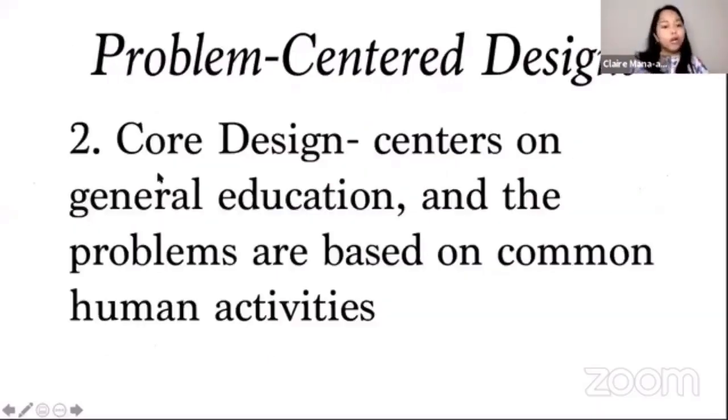Now, second one, core design. This centers on general education and the problems are based on common human activities. Okay, so core design, we don't also use this, no? So, ibang atake kasi itong problem-centered designs natin. We don't have this in the Philippines. Yung problema are based on human activities, and generally what they teach would be the core subjects. It might be just language, math, a little of science, no? And of course, based siya sa common human activities. Okay, that's your core design.